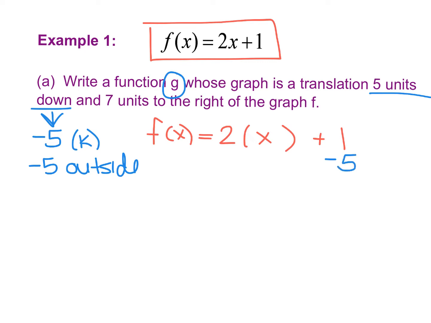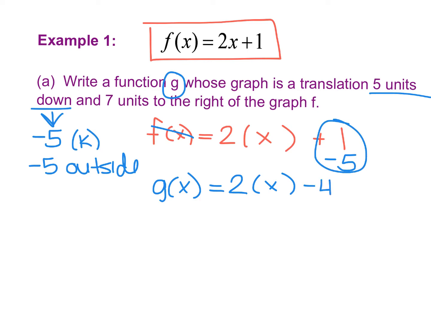So here k is currently set to 1. If I want to move it down 5 units, I need to subtract 5. So I'm going to call this g of x like the instructions asked me to. I replace the f of x, and that equals 2. I'm going to leave the x in parentheses till I'm all done, and then positive 1 and negative 5 combined together to be negative 4.